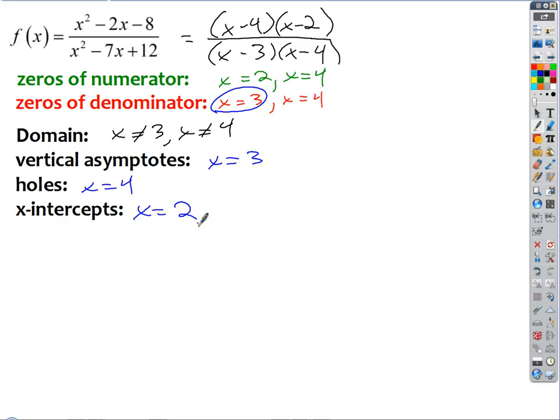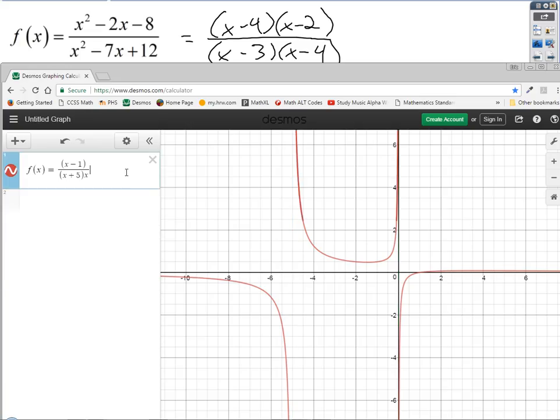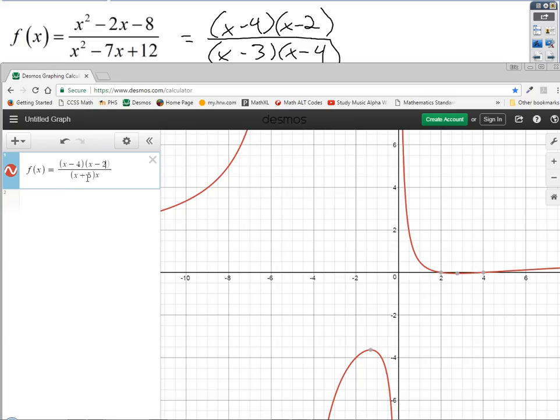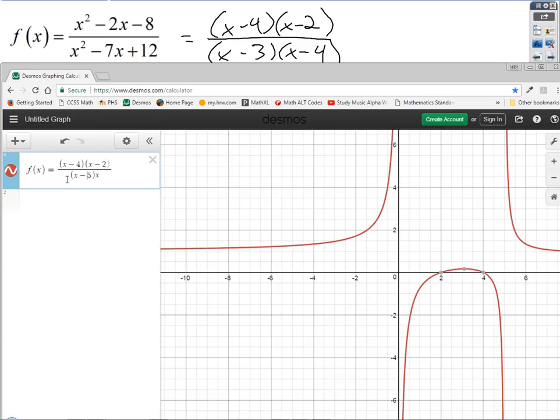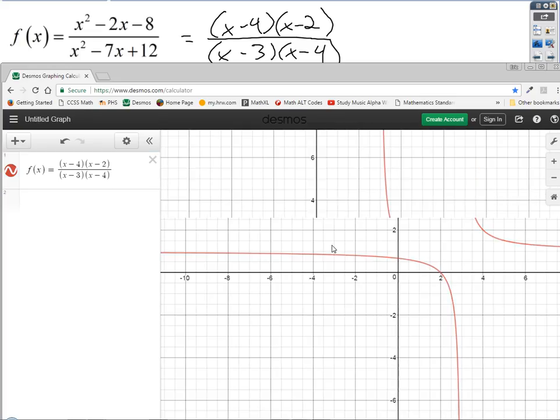Now let's look at the graph of this, and here's the one last thing I want to reinforce, and then I think this is probably about wraps it up, right? So we see that if I graph the function, let's graph this in factored form, x minus 4 times x minus 2 over x minus 3 times x minus 4. Okay, so look what we get here.